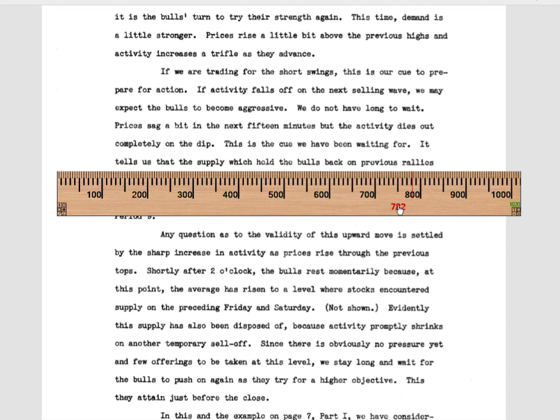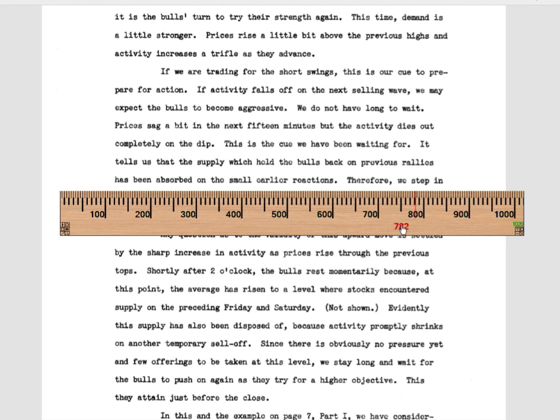It tells us that the supply, which held the bulls back on previous rallies, had been absorbed on the earlier reactions. So all he's saying is that, oh yeah, we got a low volume pullback. What does that mean? It means the supply was absorbed in the prior pullbacks, because this is like multiple pullbacks now. So if it's low volume, it means the supply is lacking, a lack of supply. Therefore, we step in and buy.